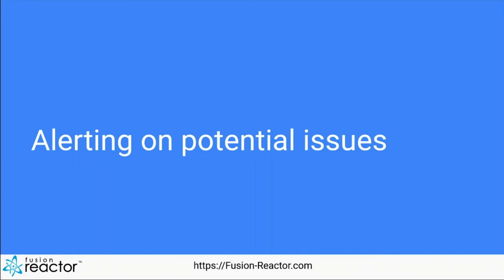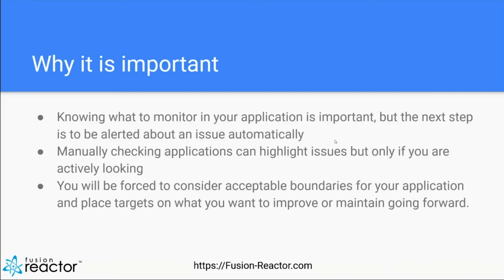This is something where you combine the first 4 steps and then you add an extra step. Knowing what to monitor in your application is important, but it's also important to know about this automatically. You could have someone manually check these pages constantly, but that's just not an efficient use of time. What you really want to do, if you can, is have these metrics that you know are crucial alert you automatically if there is an issue.